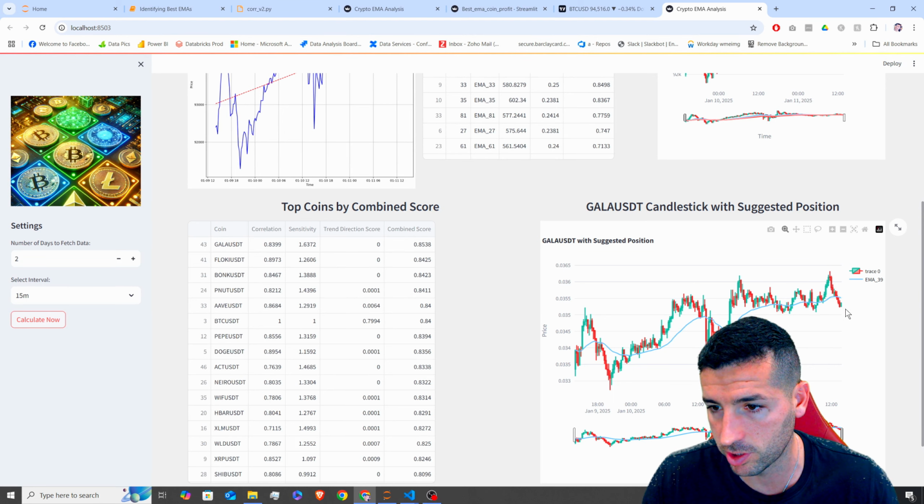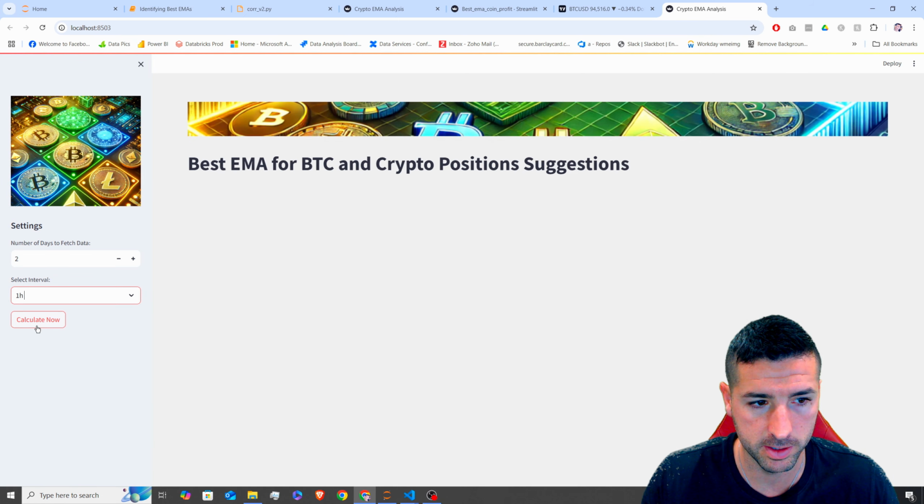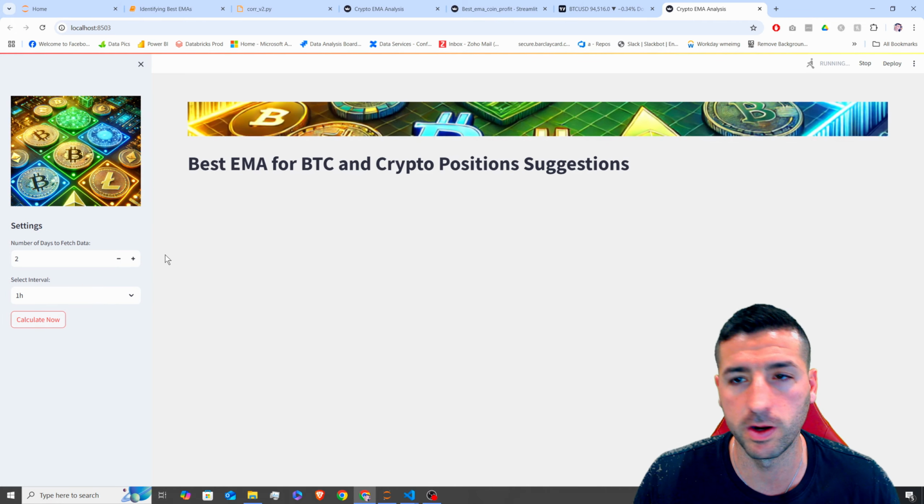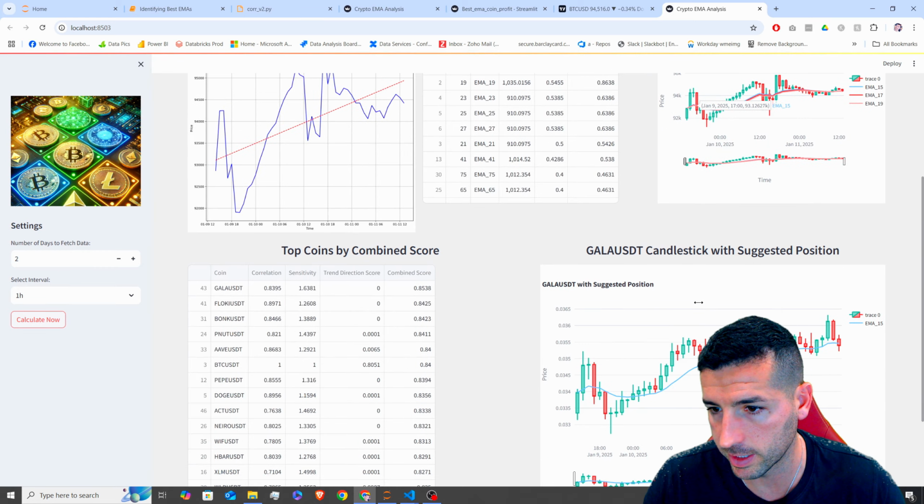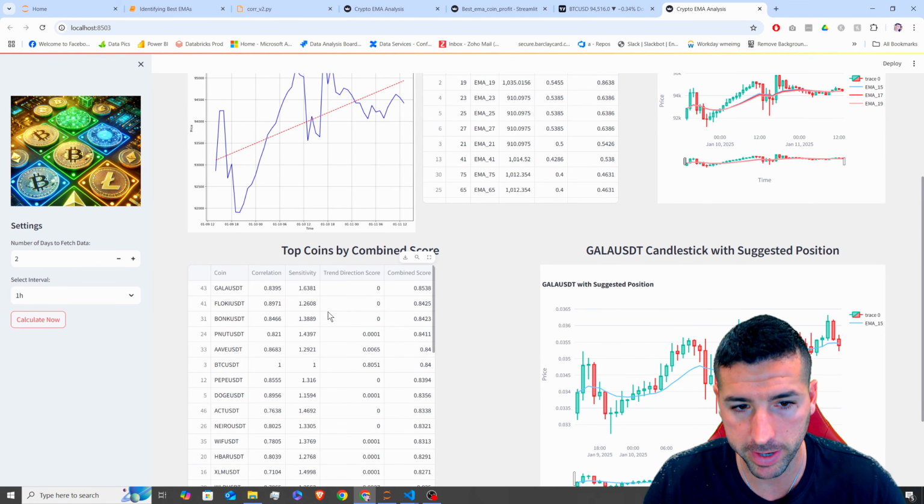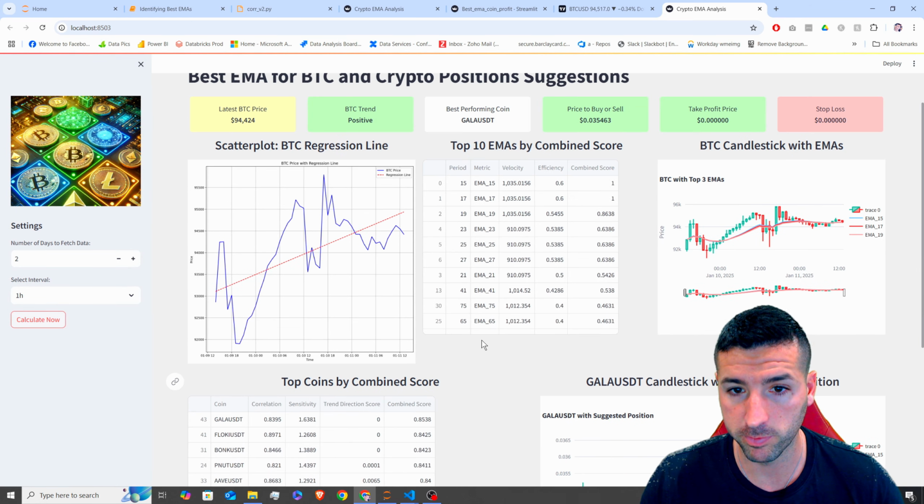However, we don't actually have a suggested trade just because the price is below the EMA. Let's try to use maybe the 1 hour, last 2 days, click calculate now. 1 hour, we have a positive trend again. However, the best performing coin is still below its 1 hour EMA. Sorry, in the best performing EMA, which is the 15 EMA.